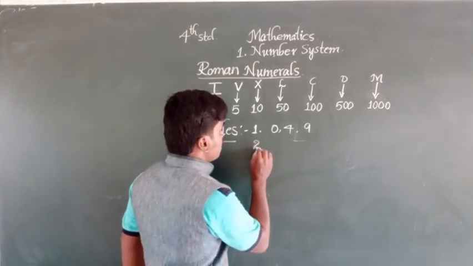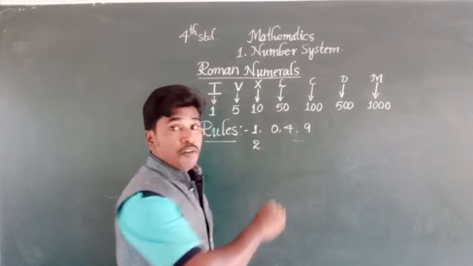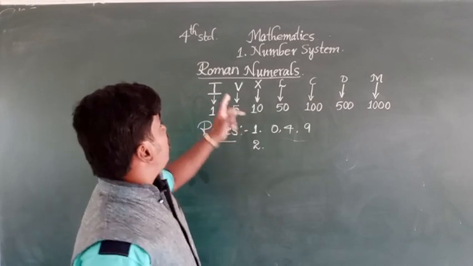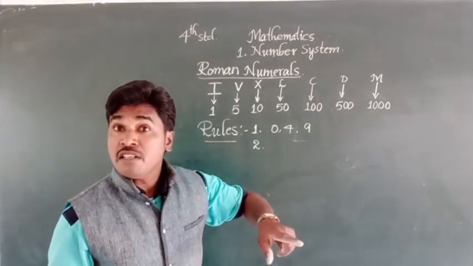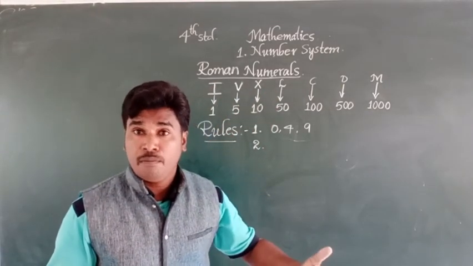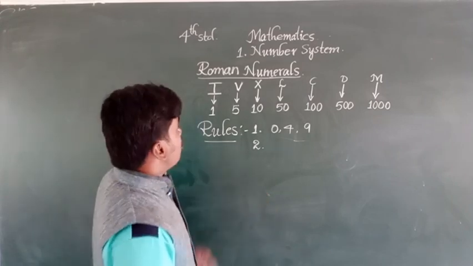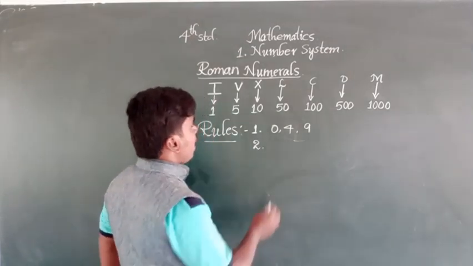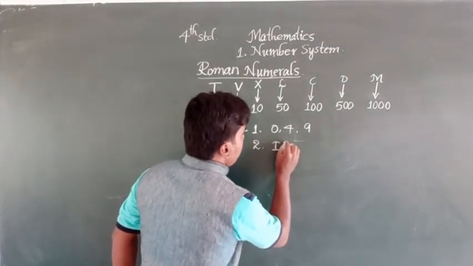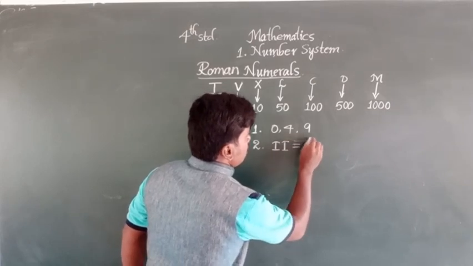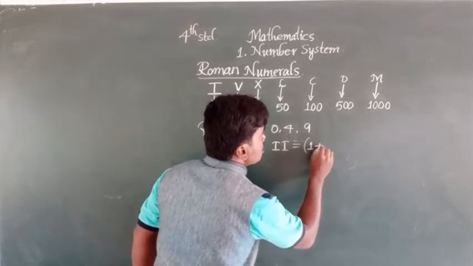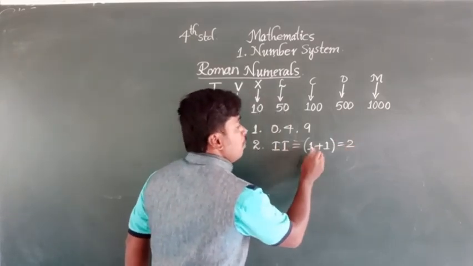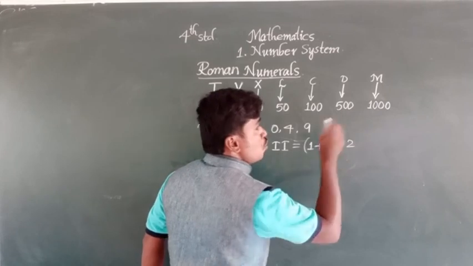The second one is very important. If you repeat the Roman letters more than one time, you need to add them. Suppose you write II. What does it mean? I means 1, so 1 plus 1 is equal to 2.